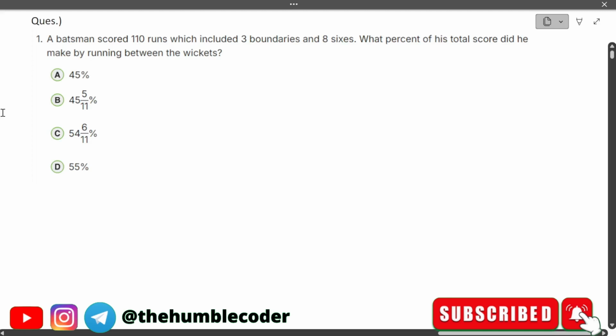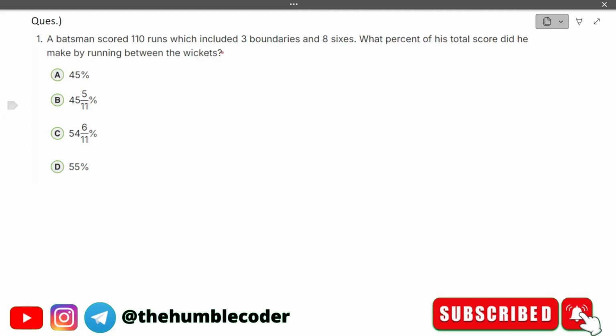Let's look at this question. A batsman scored 110 runs, which included 3 boundaries and 8 sixes. What percentage of his total score did he make by running between the wickets? Okay, and we are given different percentage amounts. Okay, let's try to solve this problem.